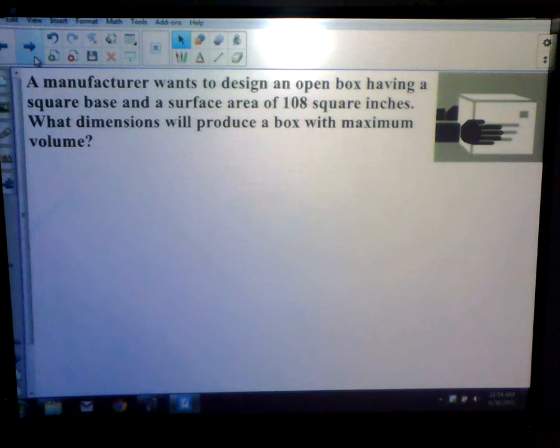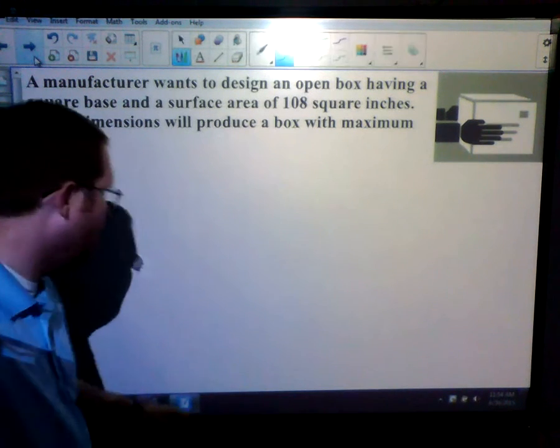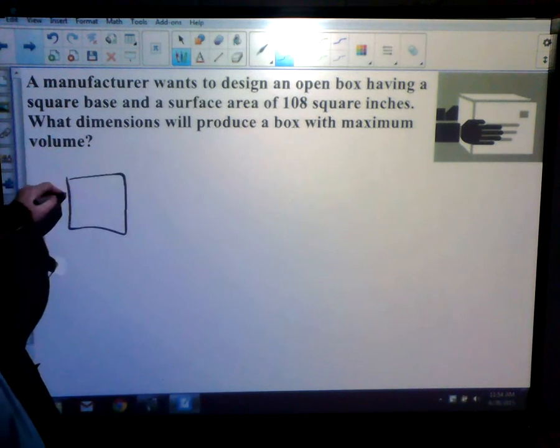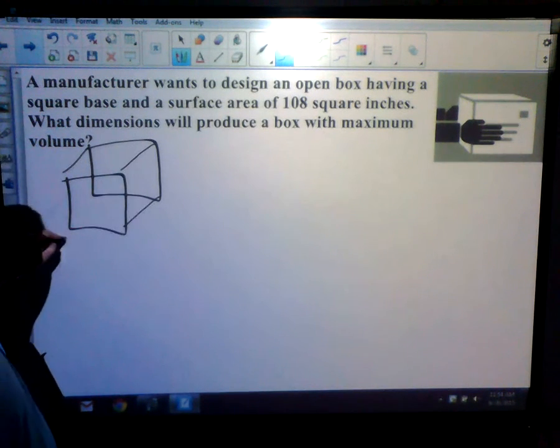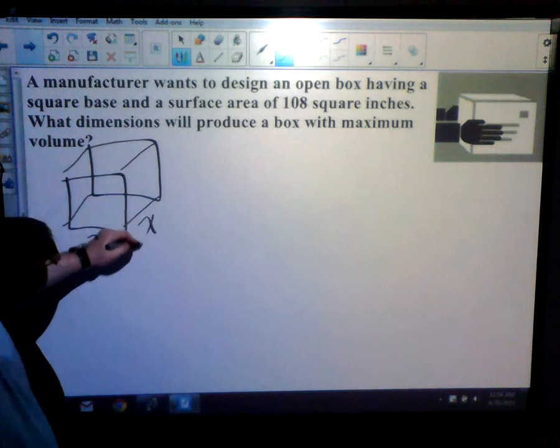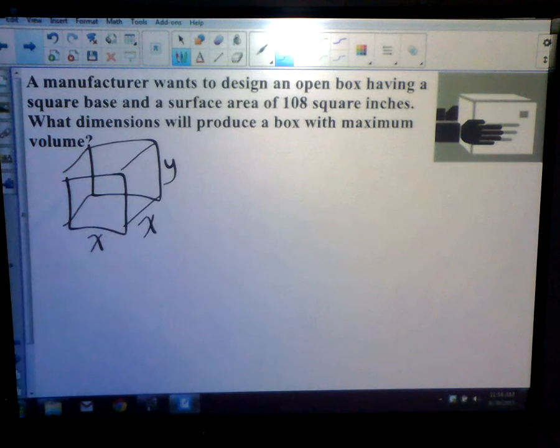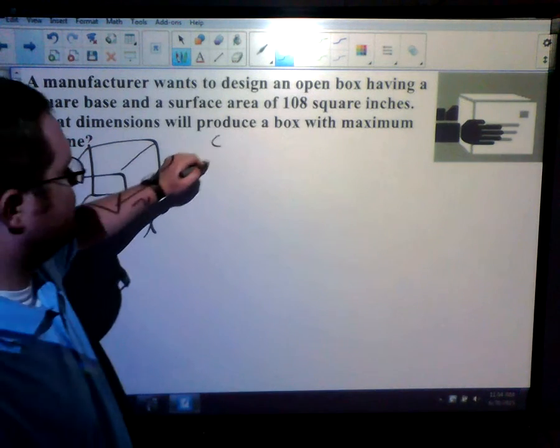Last one. A manufacturer wants to design a box, open box, with a square base. So here's my box. If it's square, that means the bottom is the same size, but the height might be different. Surface area of 108 square inches. So that's my constraint.